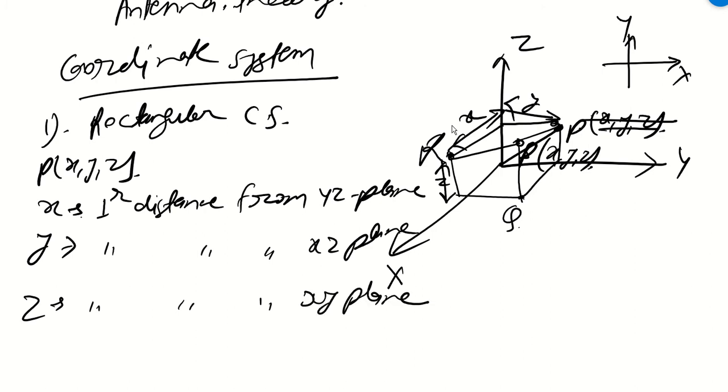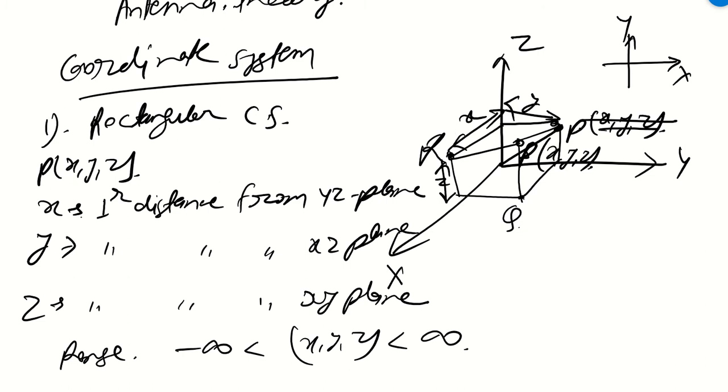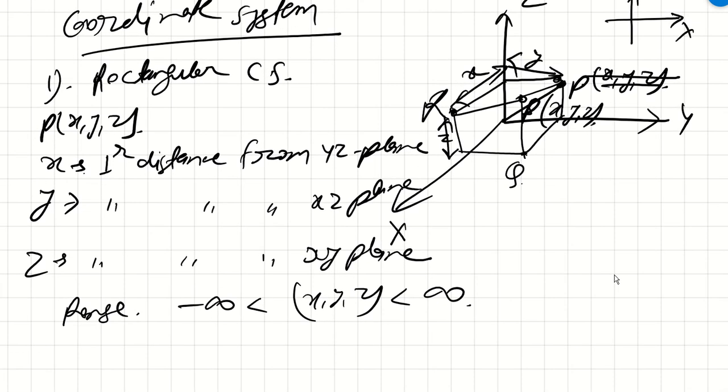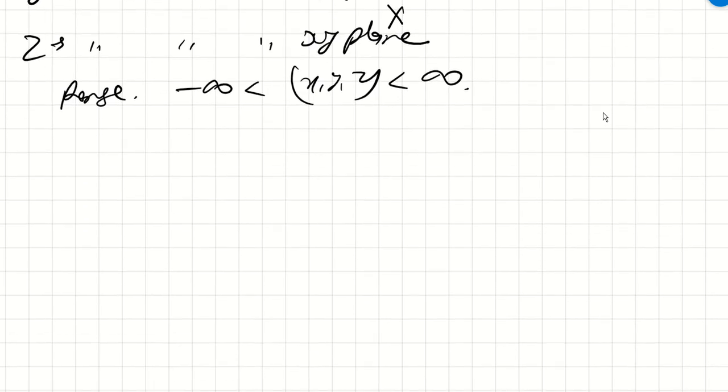And now P, X, Y, Z can be anywhere in the plane. So basically the range is minus infinity to infinity. So all these three values X, Y, Z can take any values between minus infinity to plus infinity. So this was your Cartesian coordinate system or rectangular coordinate system. Understood? So you have understood the representation of a point in coordinate system. Next we will move to cylindrical coordinates.